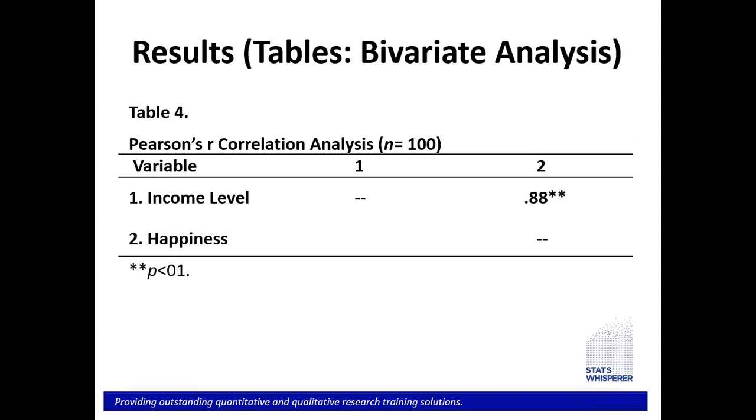See after variable in that line? So where 1 meets 1, where income level meets 1, that's correlated with itself, so there's just dashes. But where 1 meets 2, that's the correlation between income level and happiness, which is 0.88, and is statistically significant. And if we had other continuous variables, we would include them in this table. There would be a 3, a 4.